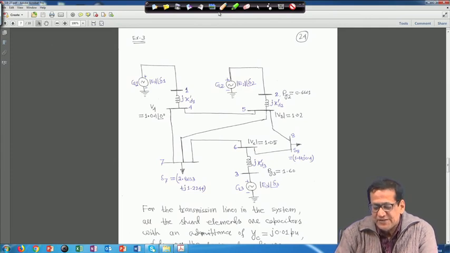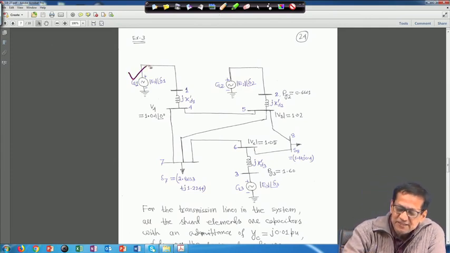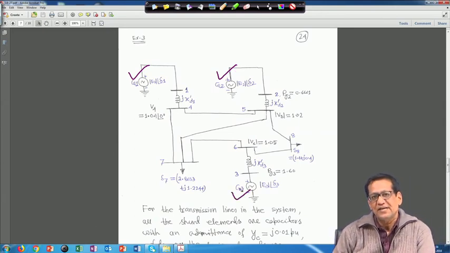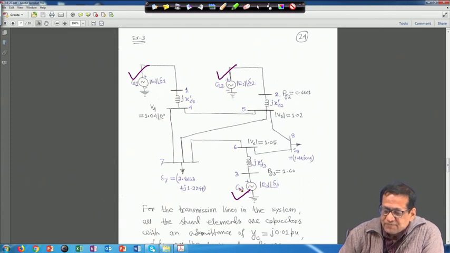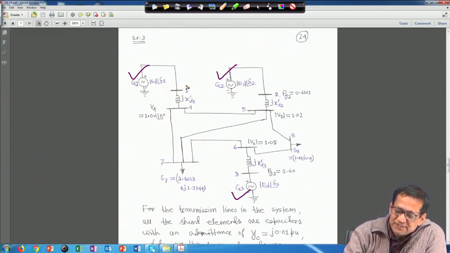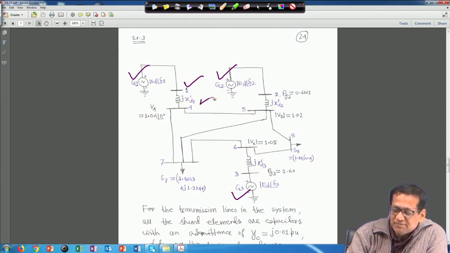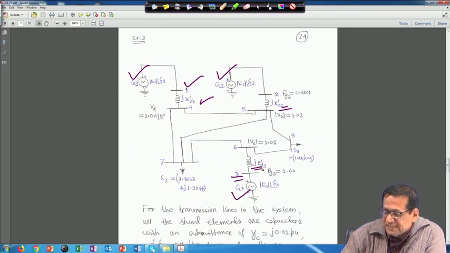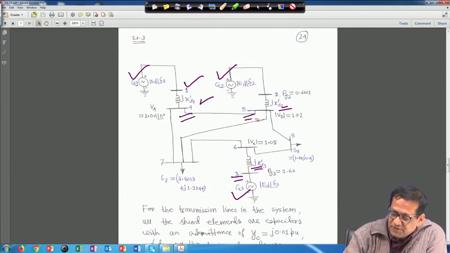Here there are 3 generators: generator 1, generator 2 and generator 3. This is bus 1, with the voltage behind transient reactance marked x d 1 dash. This is bus 2, with x d 2 dash, and this is bus 3, where x d 3 dash is given. And this is bus 4, bus 5 and bus 6, bus 7, bus 8.